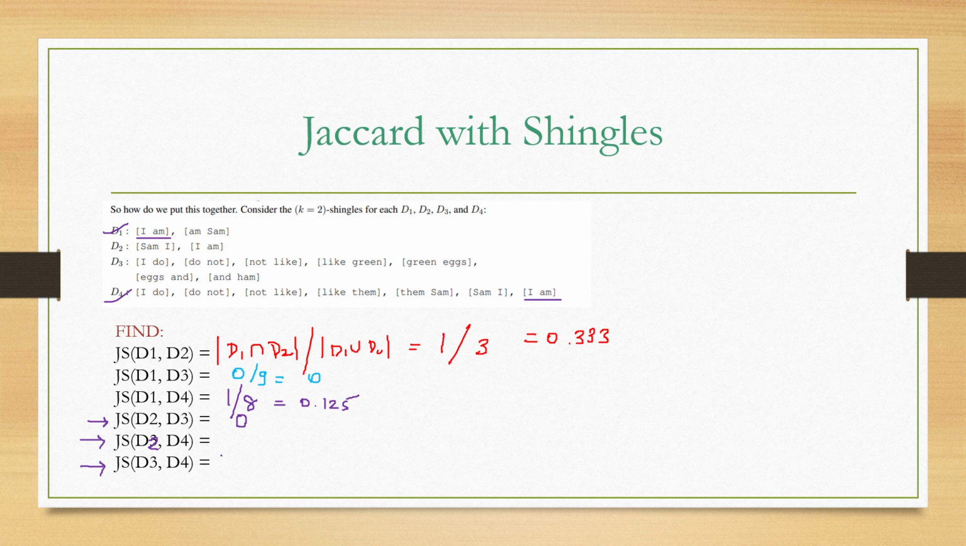This comes to be 0. This will be 2 by 7, giving us 0.286. This will be 3 by 11, giving 0.273.